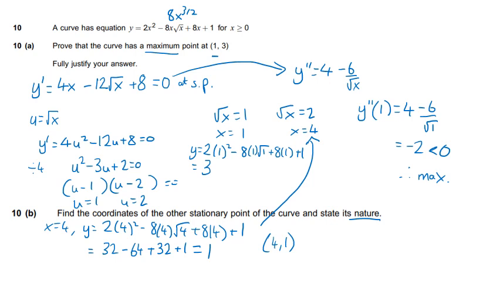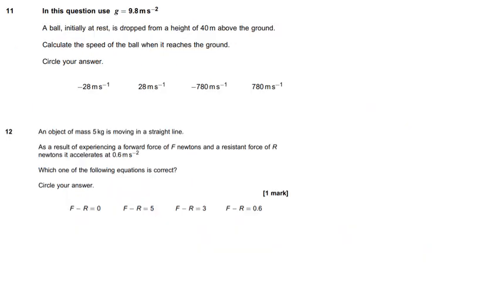And the nature, well, if we just substitute the 4 into the second derivative, we get 4 minus 6 over root 4. So 4 minus 6 over 2, which is greater than 0, so that's a minimum point. So that's the pure part of the paper done. Now on to the mechanics.